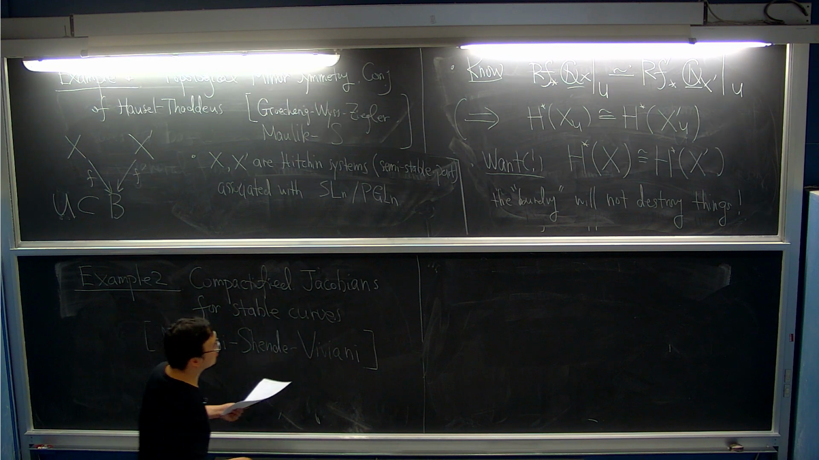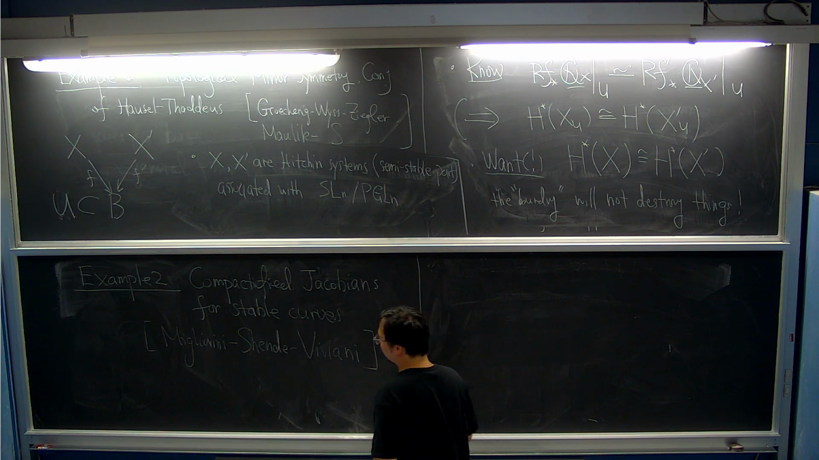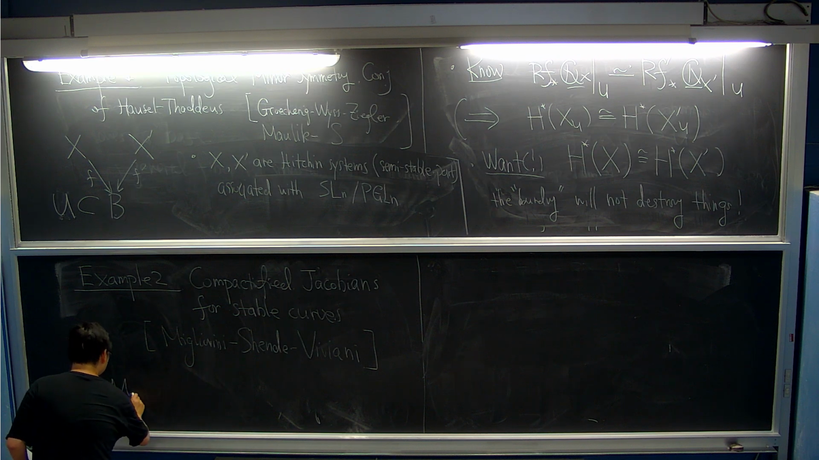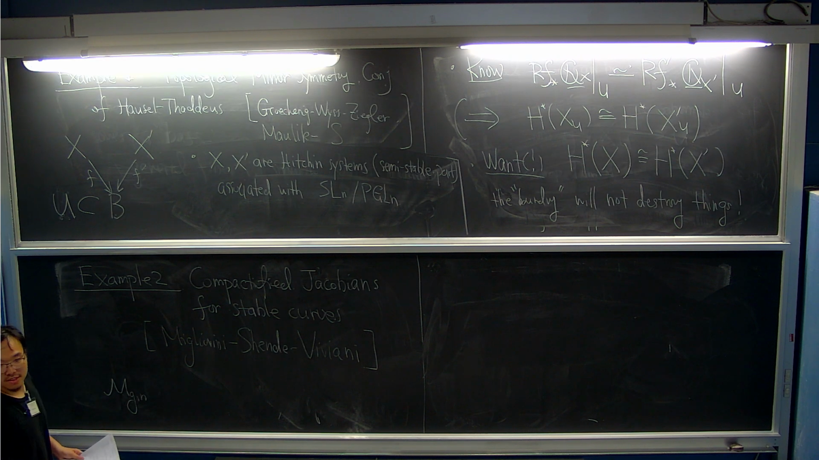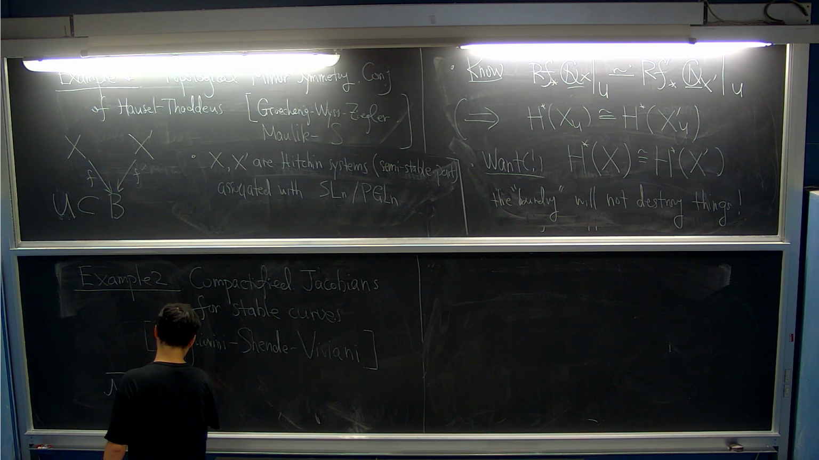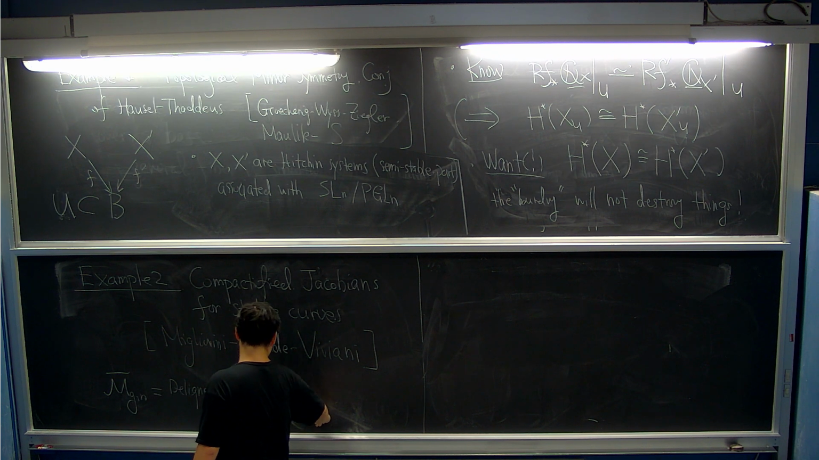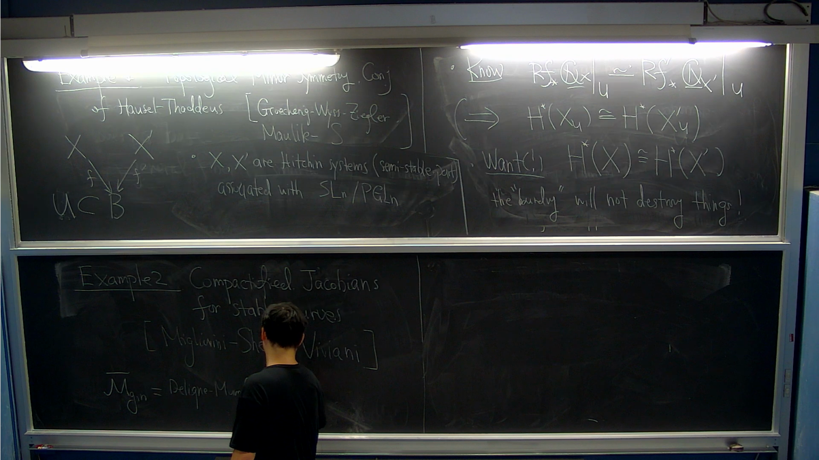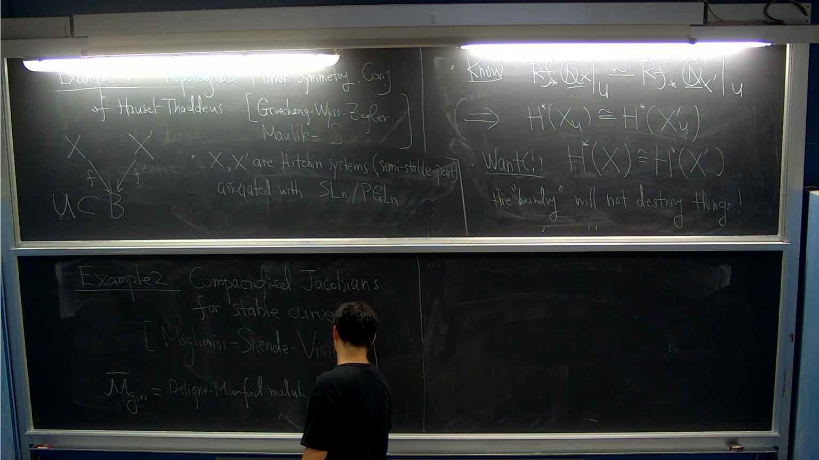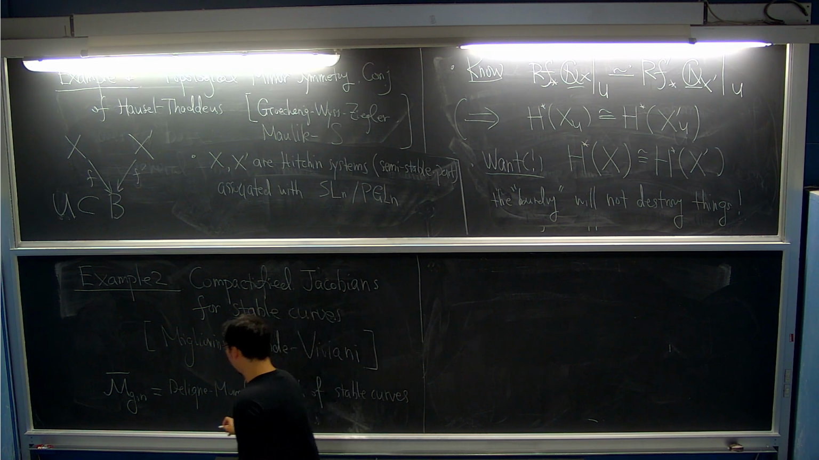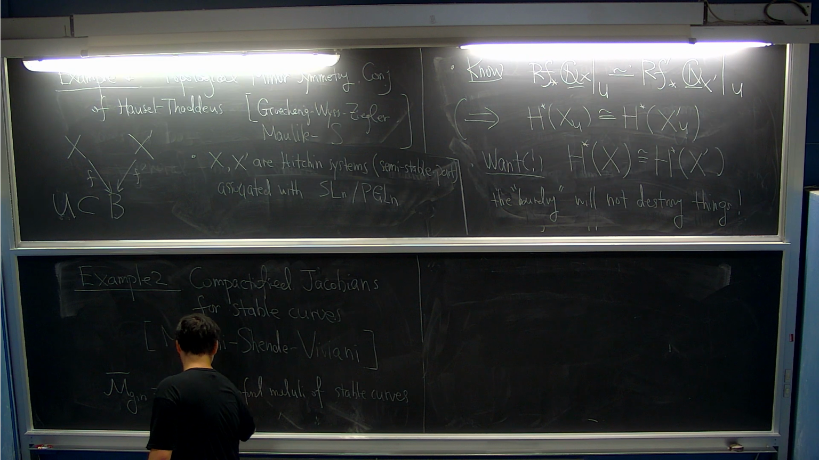So, let me explain what kind of geometry we're interested in. This concerns a more classical geometric object, which is the Deligne-Mumford compactification. So this is the Deligne-Mumford moduli of stable curves with n marked points.